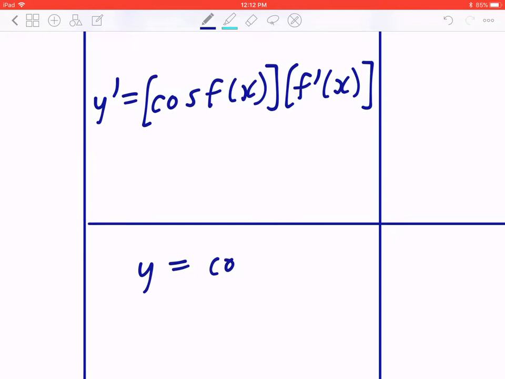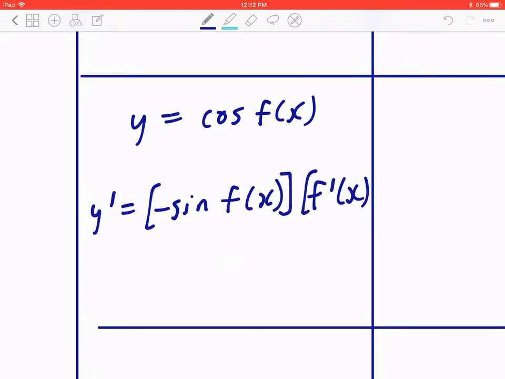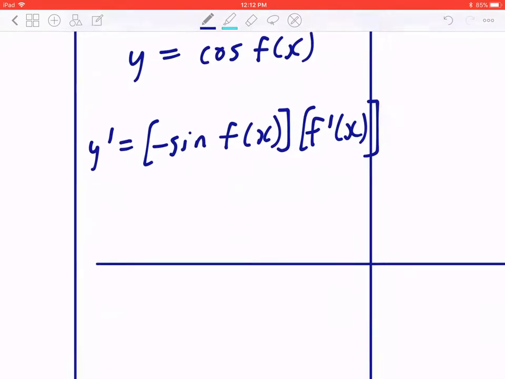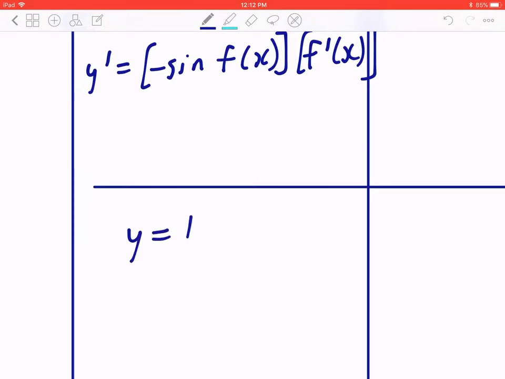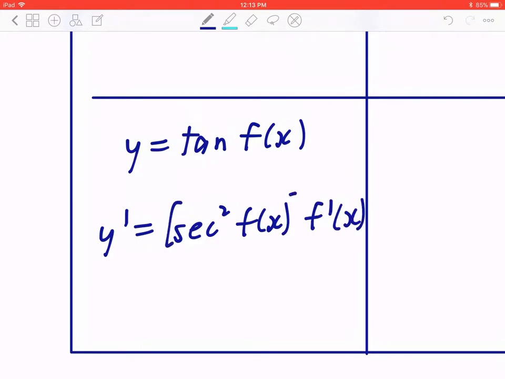In the second case, if y equals cosine of f of x, y prime equals negative sine of f of x times f prime of x. In the third case, if y equals tan of f of x, y prime equals secant square of f of x times f prime of x.